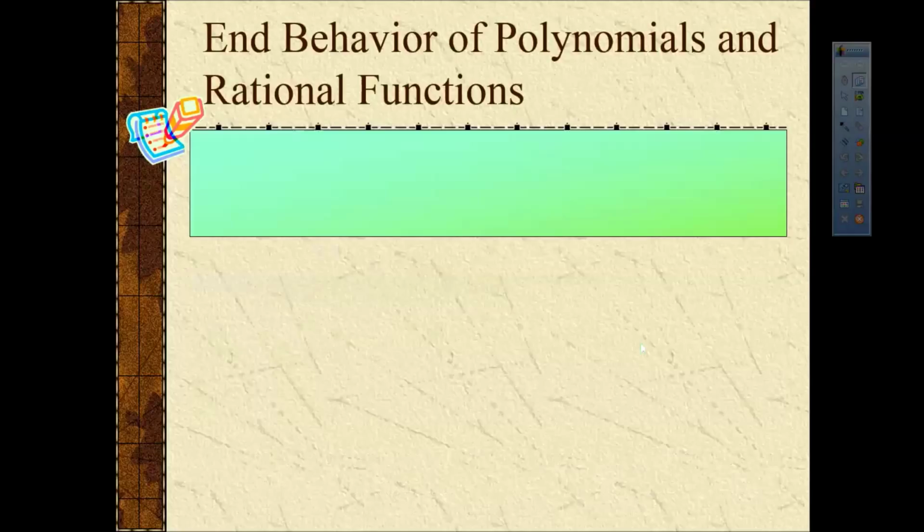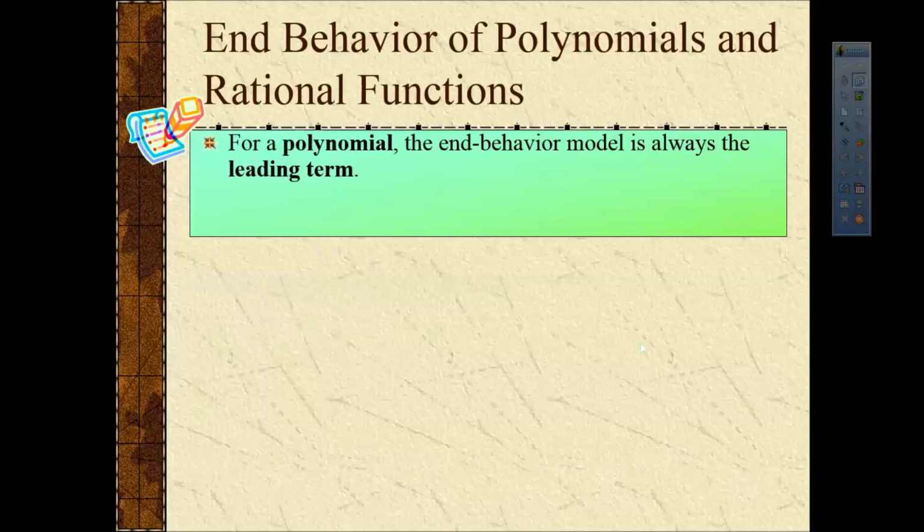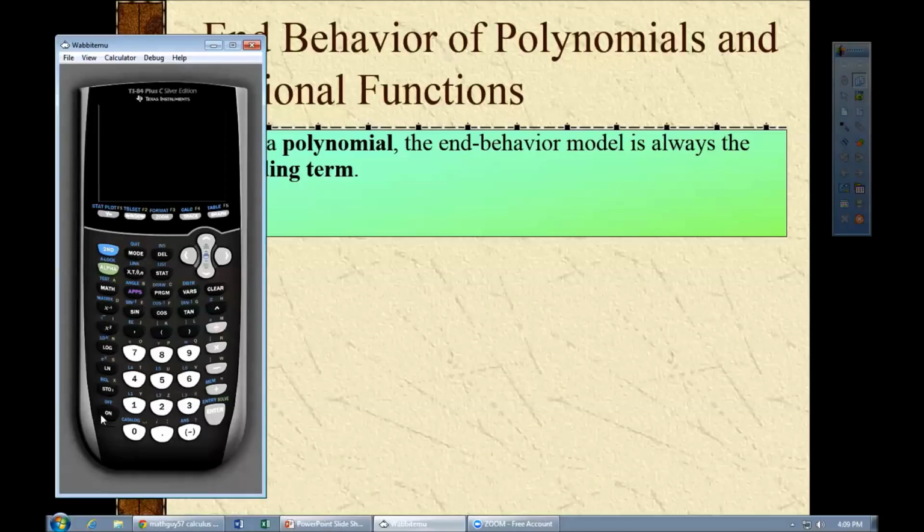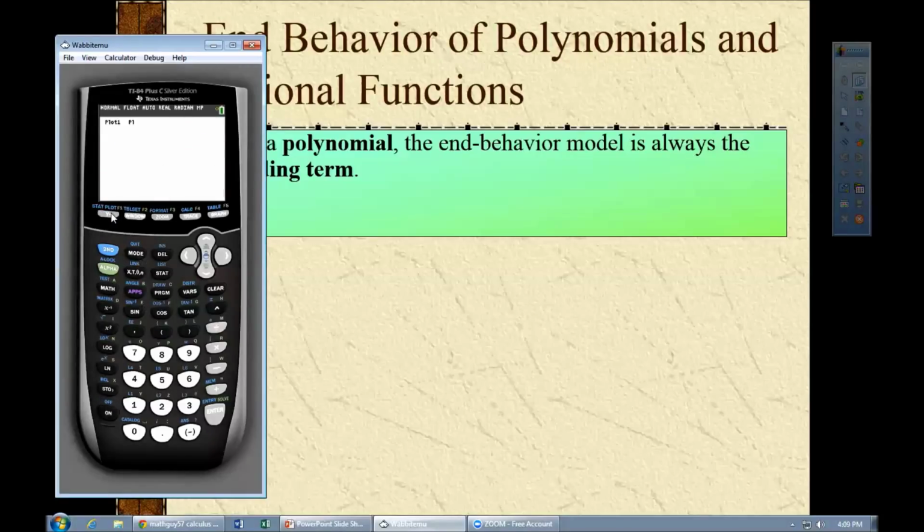So there are a few functions where finding the end behavior is very easy. For polynomials, we can find the end behavior model by simply taking the leading term. That is the term with the highest power. For rational functions, let's examine how we can find the end behavior. To do this, let's go back a little bit to our previous two functions.